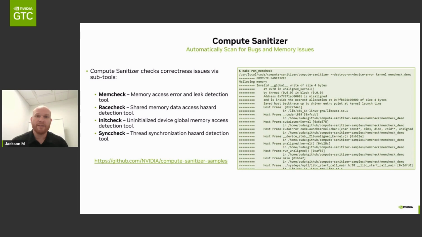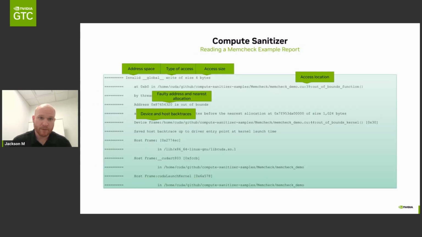There's a link here where we have several samples if you want to check out some more details on how each of these tools can be run. Here's an example of a Compute Sanitizer report after it's run a memcheck test. So what you're seeing here is output in a shell where it's reported what address space was accessed. So in this case, it's a global write of 4 bytes.